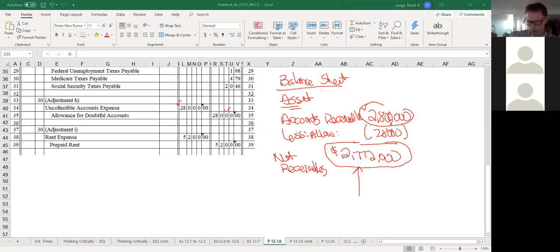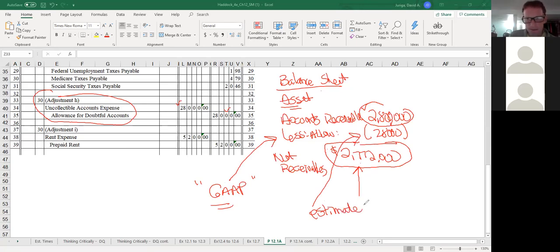Okay, so this is a requirement from GAAP. This allowance account is required by generally accepted accounting principles. We've got to book it. And it's part of the risk. Now, keep in mind, this 28,000 is just an estimate.